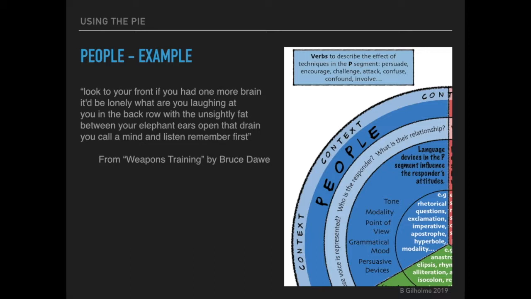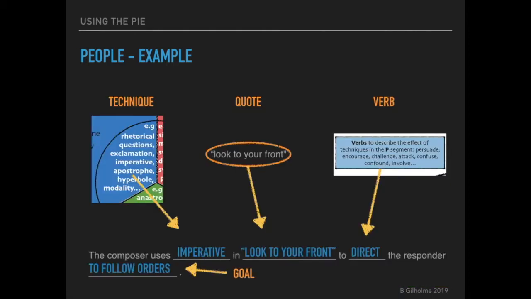Look to your front. If you had one more brain, it'd be lonely. What are you laughing at? You in the back row with your unsightly fat between your elephant ears. Open that brain you call a mind and listen. Remember first. And it goes on from there. So the soldier follows the instructions.